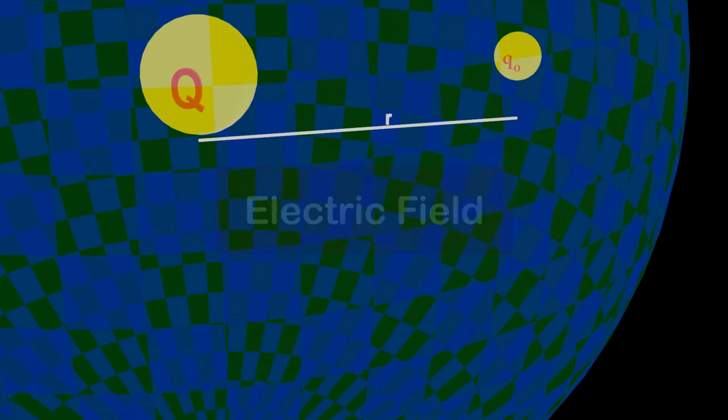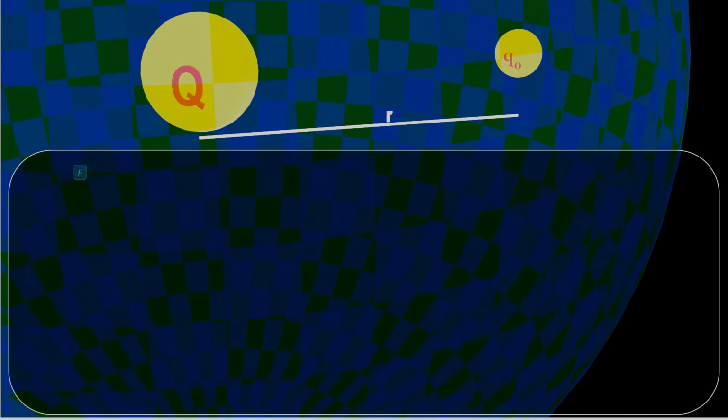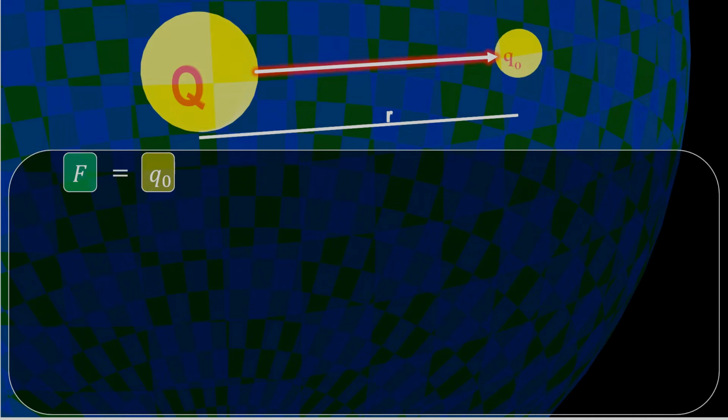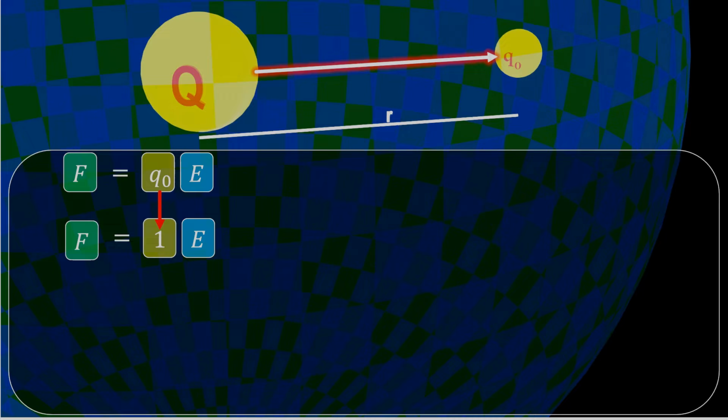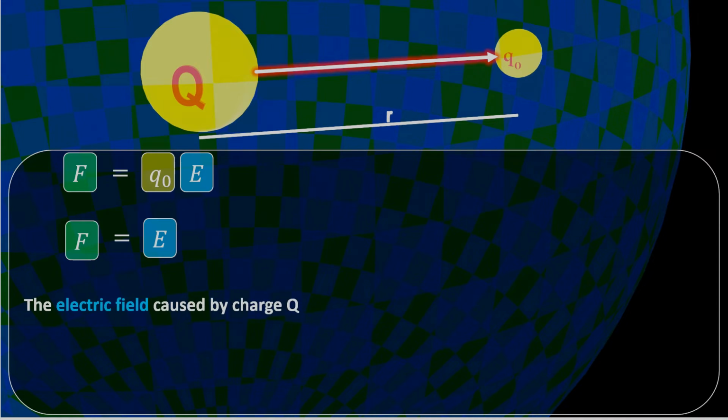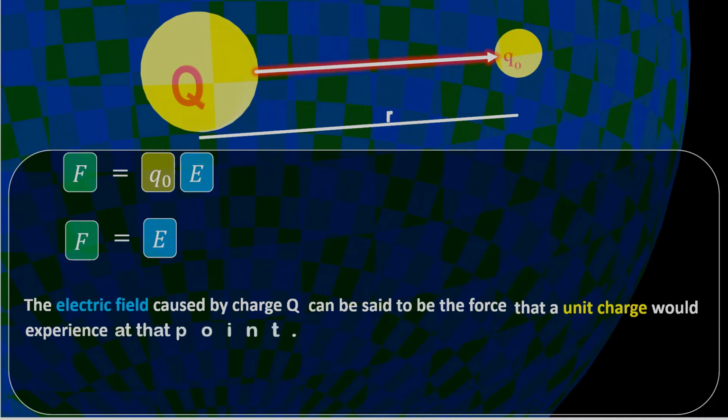A relationship was given stating that the force exerted by q on q naught is equal to q naught multiplied by the electric field E created by q. If we consider q naught to be a unit positive charge, then the electric field created by the charge q numerically equals the force applied on q naught due to q. This means that at any point in space, the electric field caused by a charge q can be said to be the force that a unit charge would experience at that point.